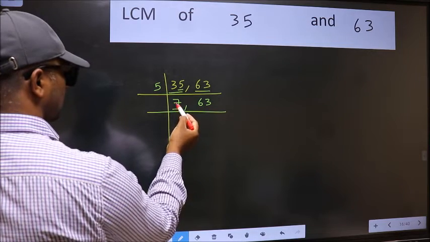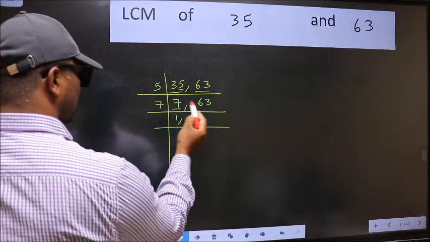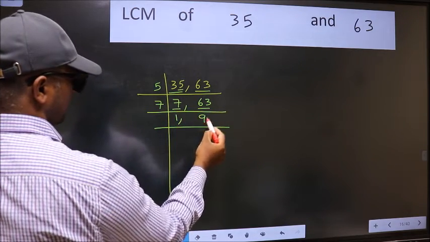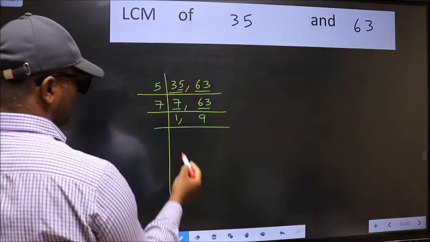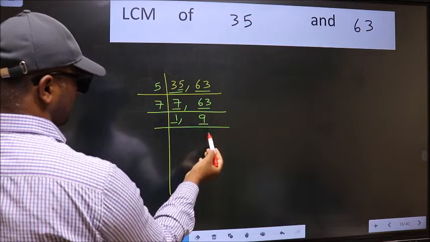Now here we have 7. 7 is a prime number, so 7 ones are 7. The other number 63, when do we get 63 in the 7 table? 7 nines are 63. Now we got 1 here, so focus on the next number, 9.